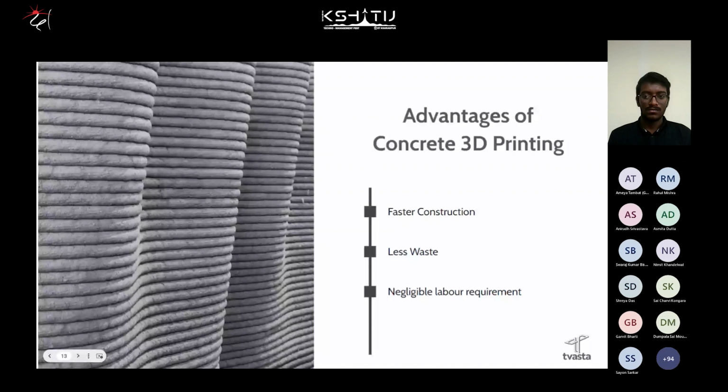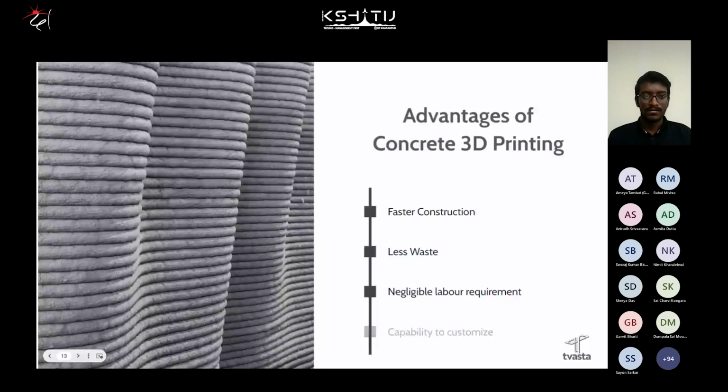Negligible labor requirement. For example, take a 100 square feet building structure. To build this kind of structure, you need only a couple of members. For example, you need an operator, an engineer and a fitter for printing, cleaning, and everything. Compared to the traditional or conventional construction method, here you can neglect a huge number of human resources.